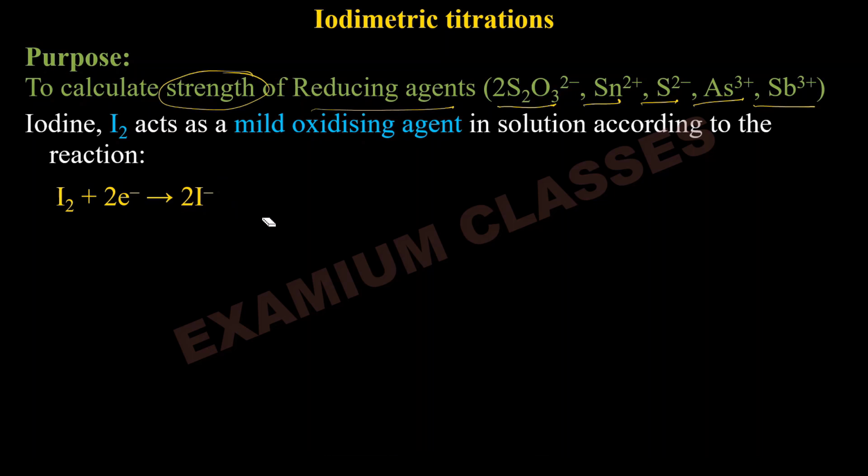We have to use iodine in this titration, but the problem is that this iodine is not soluble in water. Iodine is non-polar. Iodine atom, another iodine atom, so it is non-polar. However, water is polar, and the rule is polar dissolves polar, non-polar dissolves non-polar. So that's why iodine, being non-polar, is not soluble in water. So what do we do? We have to prepare a solution of iodine.